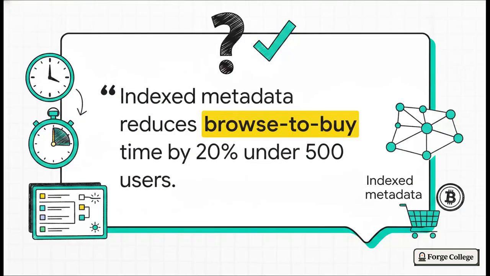So here's our formal hypothesis. Marketplace A's index metadata reduces the end-to-end NFT browse-to-buy time by at least 20% under 500 concurrent users. Notice how specific that is. It's not just a feeling or a guess. It's a highly testable claim that gives us a primary metric and a strict pass-or-fail success threshold.